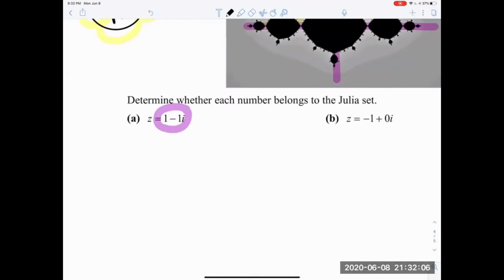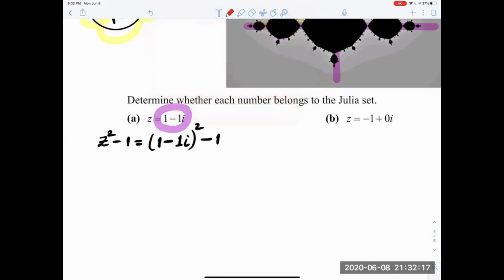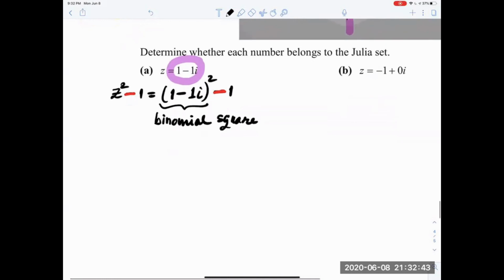So z squared in my case, minus 1. Well, z squared is 1 minus 1i, all squared, and then minus 1. I'm going to color this minus because that belongs to the algebraic operation for the Julia set. Good. What is on the first part right here? Well, that's a binomial square. Remember that one? Let me rewrite this square. So that's (a minus b) squared, a squared minus 2ab plus b squared. So let's apply that rule.